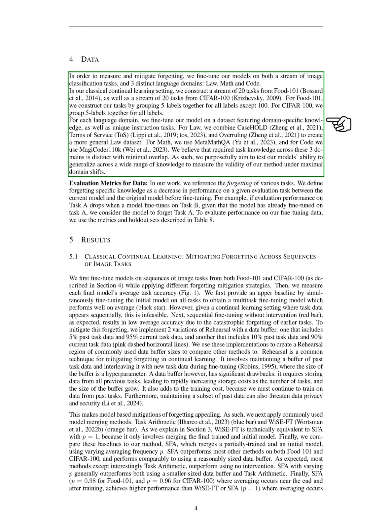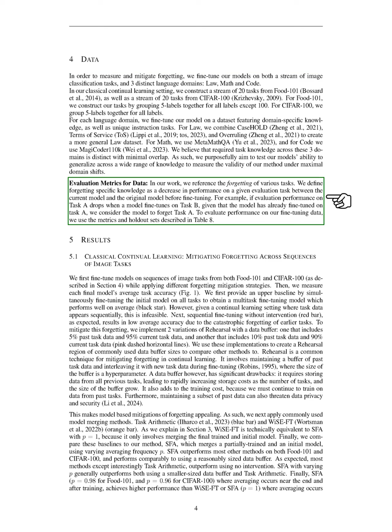For the language domains, we use specific datasets that contain domain knowledge and unique tasks. We aim to test our model's ability to generalize across these diverse domains to assess the effectiveness of our method under significant shifts in knowledge. We define forgetting as a drop in performance on a task after fine-tuning on a new one. To measure this, we use specific metrics and holdout sets.